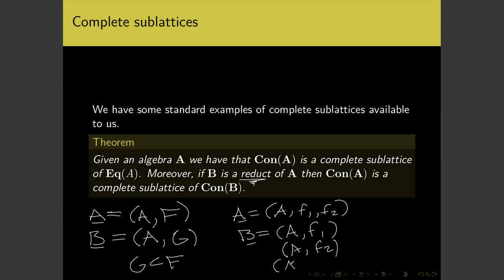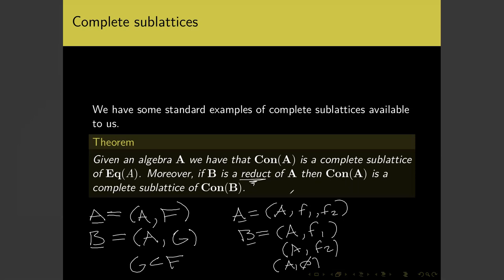And I actually can take just the set A viewed as an algebra, as I mentioned earlier, with no basic operations at all, and that would also be a reduct. Okay, so that's what it means for B to be a reduct of A. You just throw out some of the basic operations. Well, in that case, the congruence lattice of A is a complete sublattice of the congruence lattice of B.